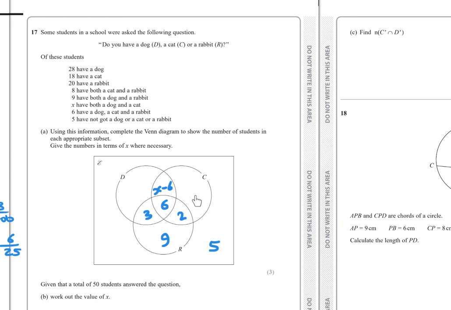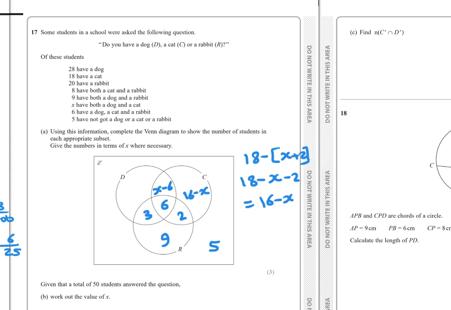Now to find the number in this region, 18 have a cat. So we have 18 in all. So add 2 plus 6 plus x minus 6. The 6 and negative 6 cancel out, so we have x plus 2. So the sum is x plus 2, and we have 18 in all. So 18 minus (x plus 2), which is 18 minus x minus 2, equals 16 minus x. So we have 16 minus x in this region.